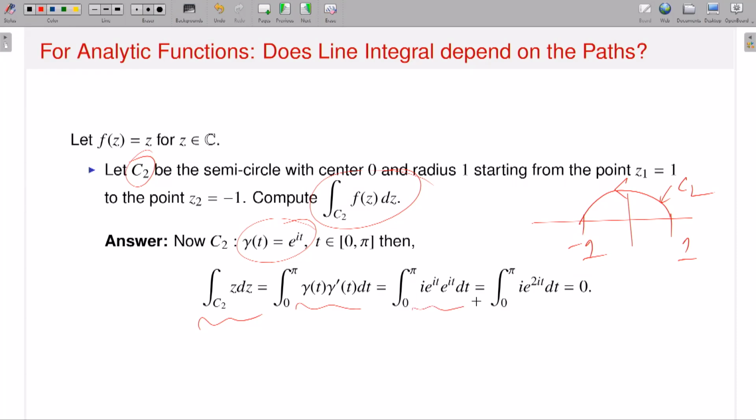You see, earlier it had z bar, that means e to the power minus it. Now it will have i times this, and gamma t is e to the it. That means I am integrating from 0 to pi e to the power 2it, which means I am actually integrating e to the power it over the full interval 0 to 2 pi. And what is the value? 0. So now you can see the clear difference.